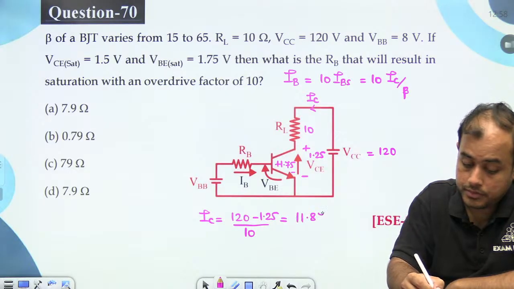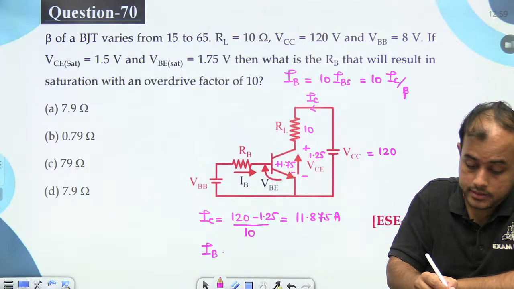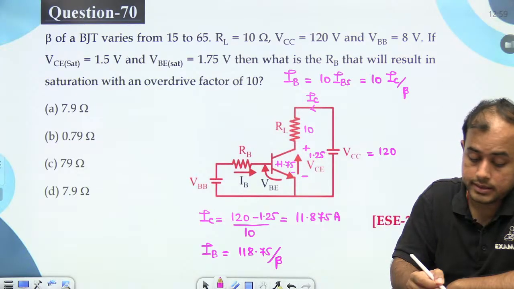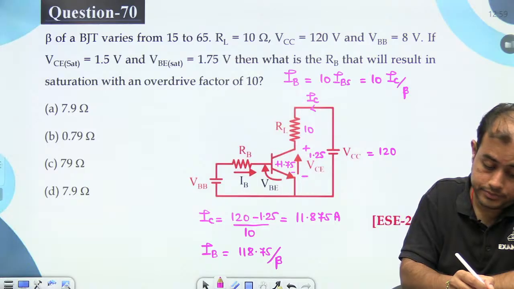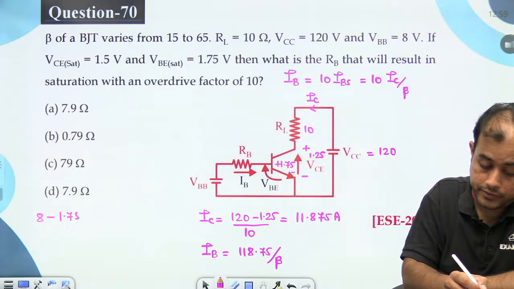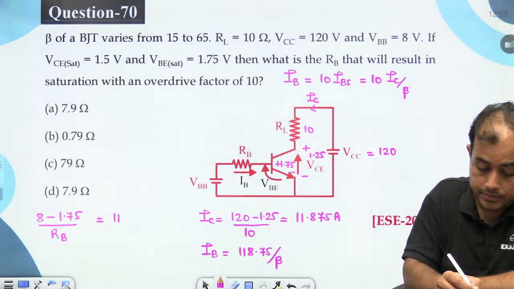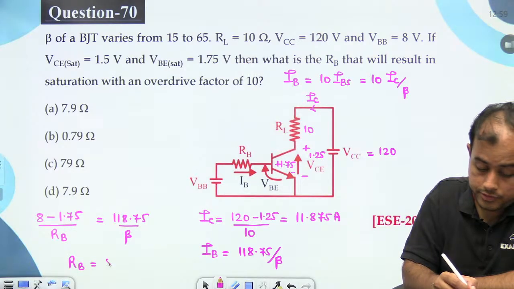118.75. IB is what then? 118.75 by beta. This is IB. IB is basically 8 minus 1.75 by RB. So RB is what? 5.25 or 6.25.